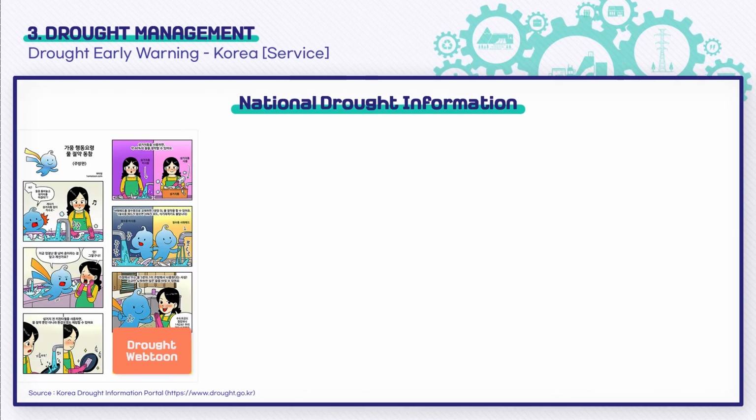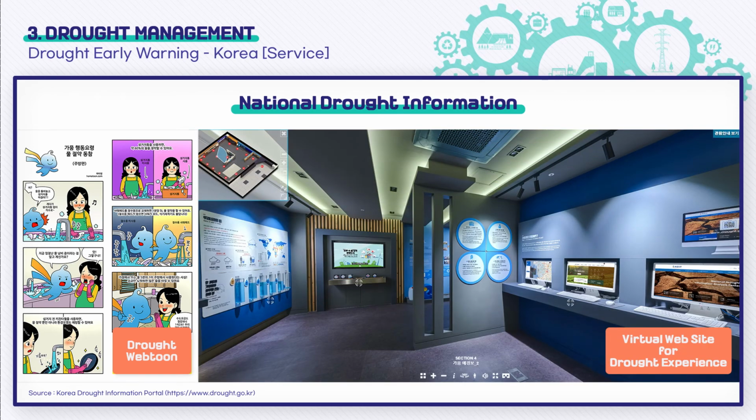Furthermore, not only drought early warning information, but various information is produced and serviced to preemptively recognize and prepare for droughts. Also, drought webtoons and online virtual reality-based drought education experience services are provided for the general public to more easily experience droughts and participate in saving water.